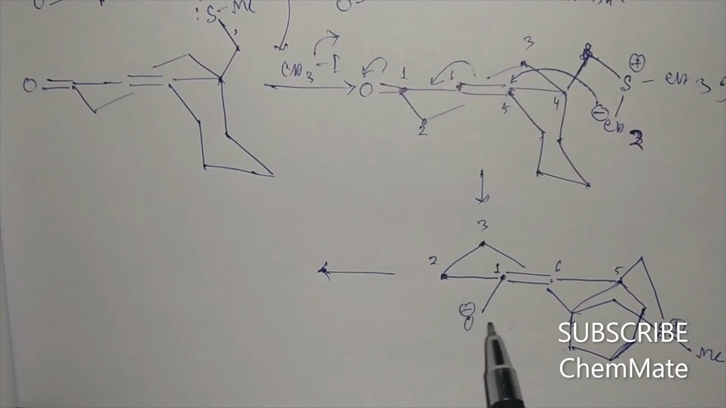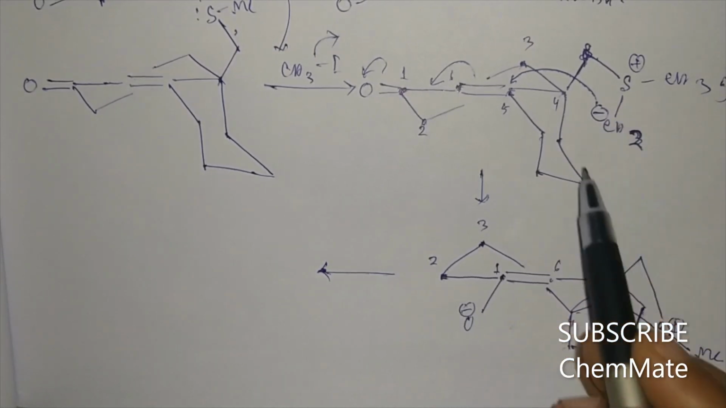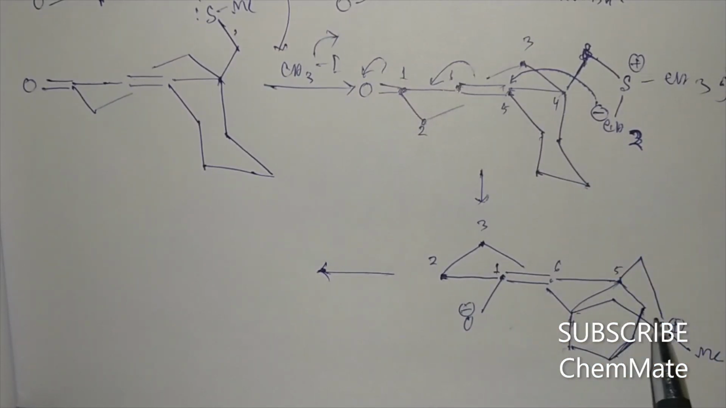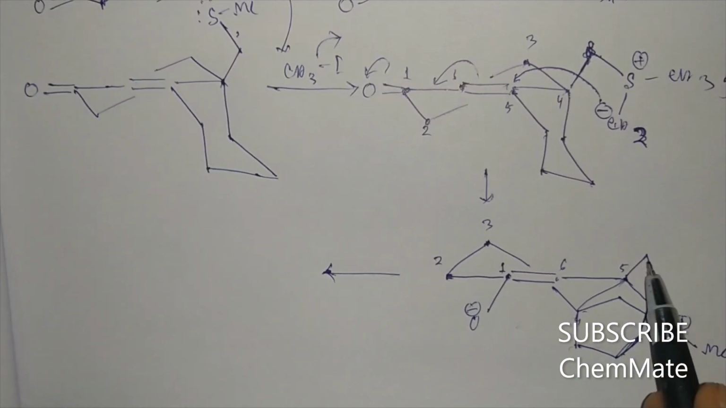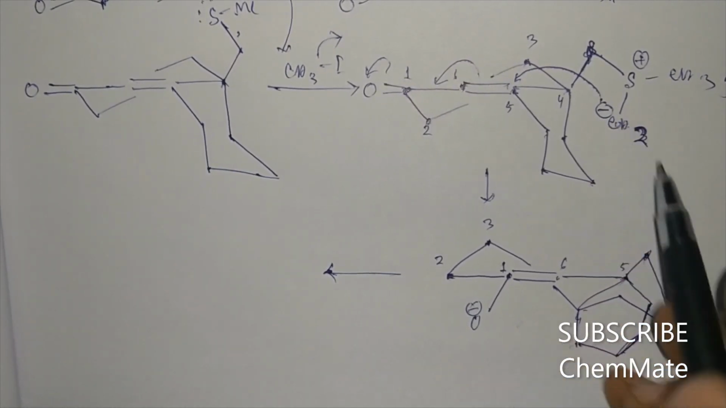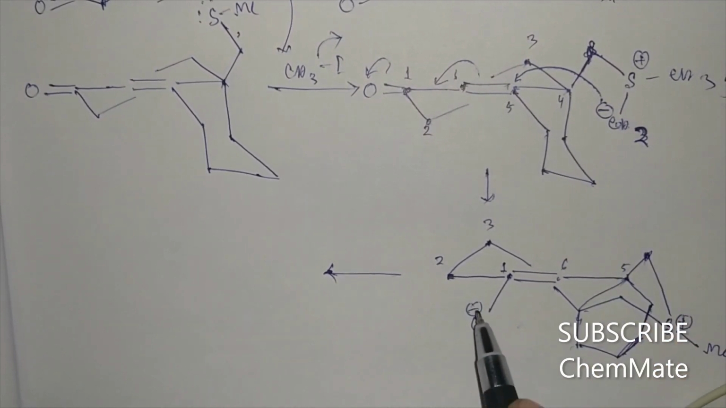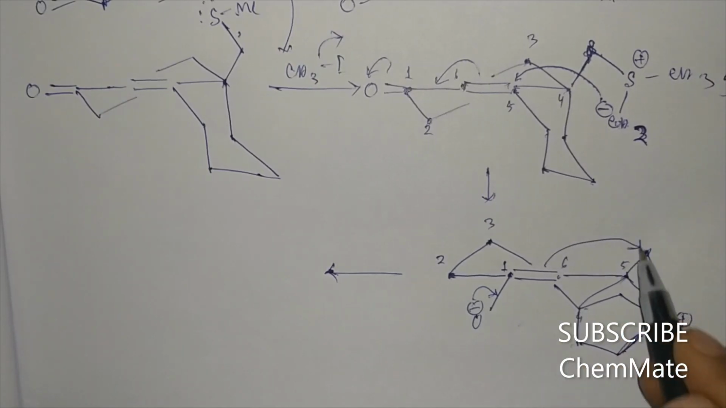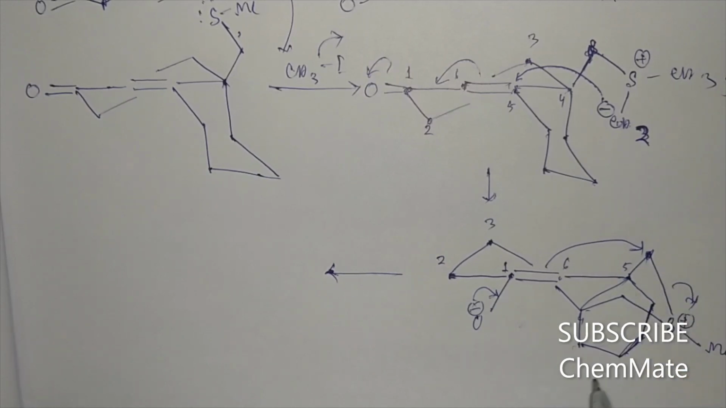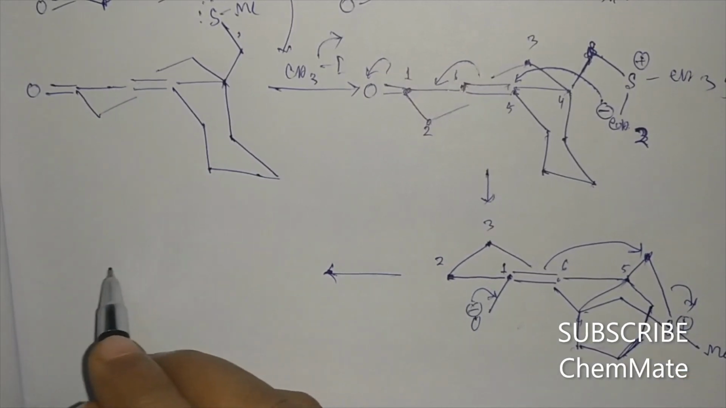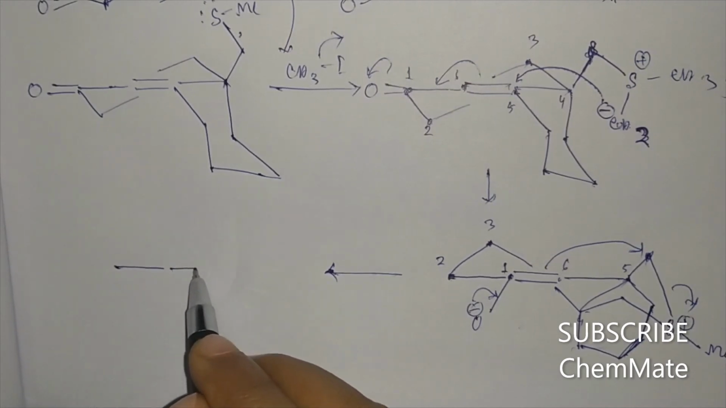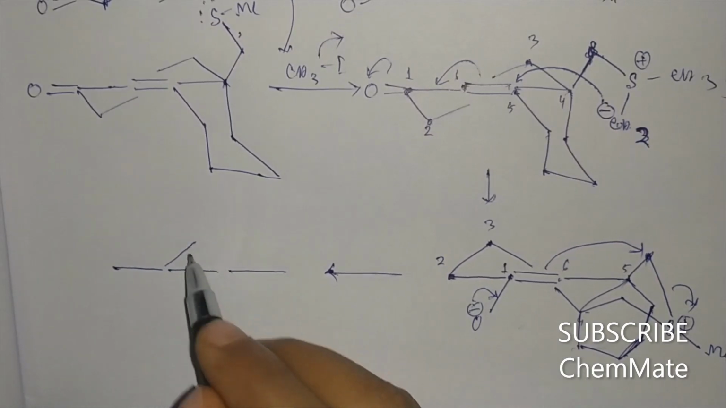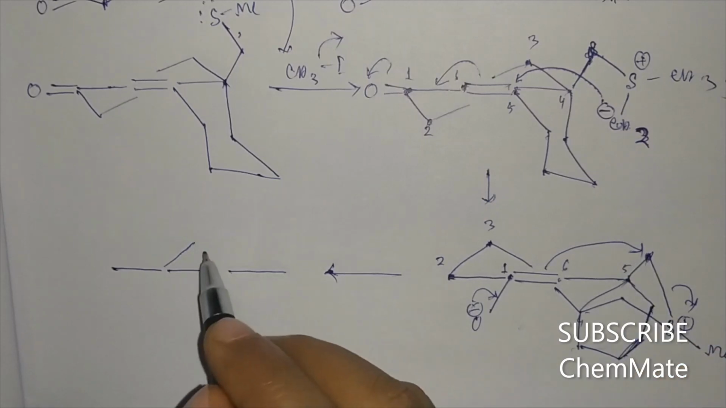Now you can see that if CH2 group will attack here, then this geometry will be like this. This CH2 is this CH2. Now it will be attack here, so this ring will cleave. Now again we'll draw a cyclopropyl ring will be formed here, and this will be formed above the plane.